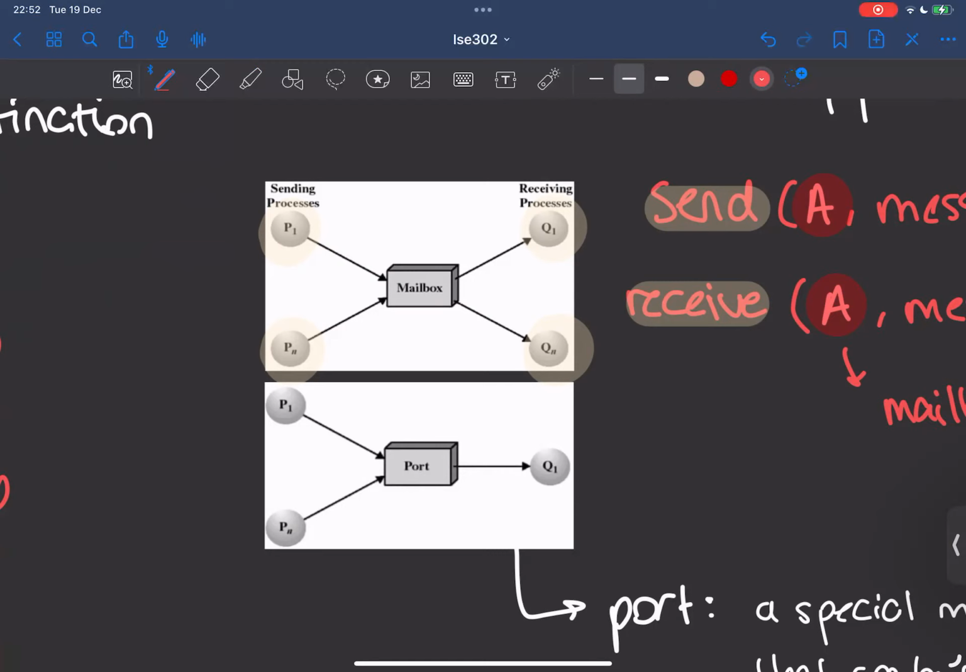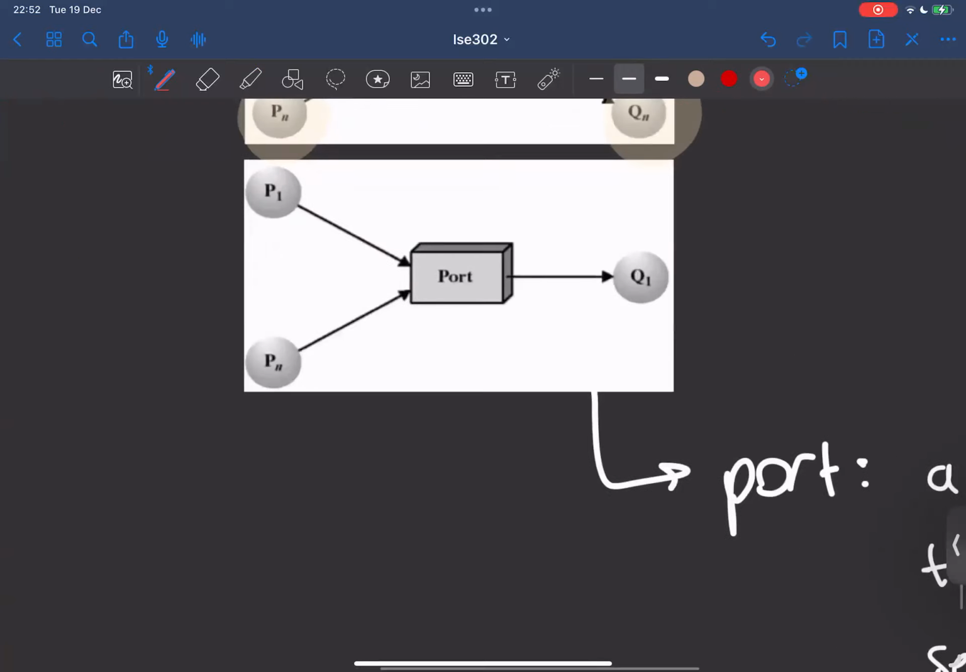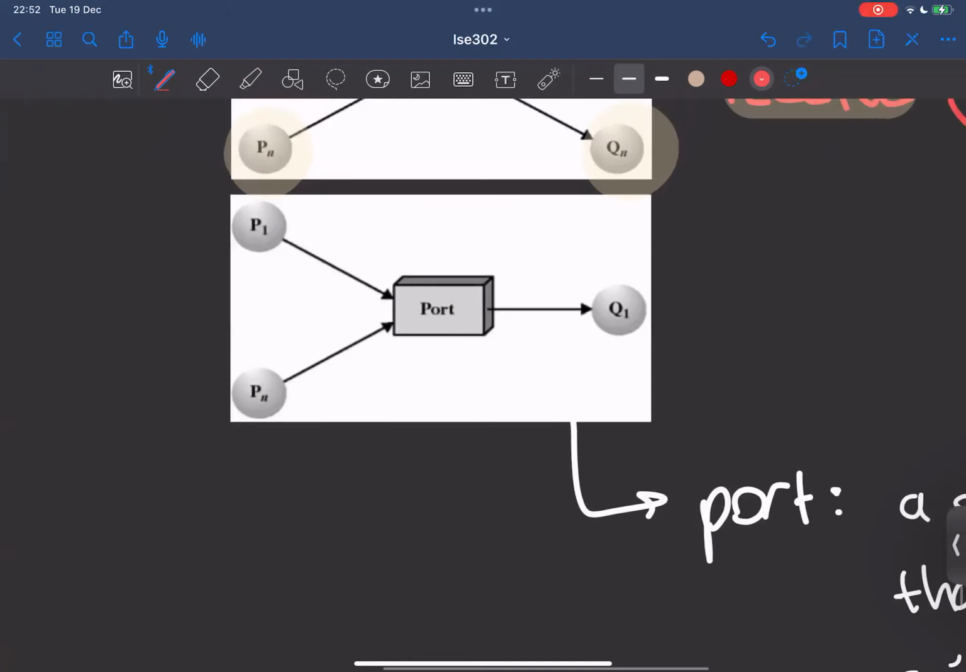In the shared mailbox, a single mailbox can be shared by multiple senders and receivers. Multiple processes can contribute messages to the same mailbox in this scenario, and multiple processes can also extract messages from it. The operating system may allow the use of message types to facilitate message selection. And a port is simply a special mailbox that can be used by multiple senders. Okay, from one to n, we have n senders, but the port is connected to a single receiver, Q1.